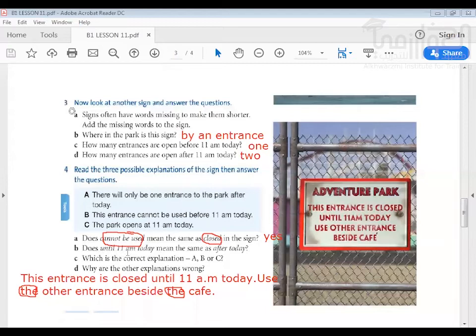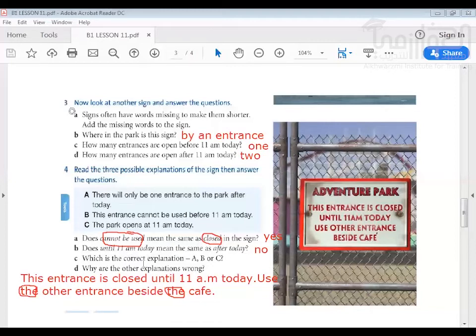Now, does "until 11 a.m. today" mean the same as "after today"? No. So no. Because 11 a.m. today doesn't mean after today. Okay? Until 11. That is from the morning until 11 a.m. Let's say from 6 o'clock a.m., 7 o'clock a.m., up to 11, until 11. So it doesn't mean after today.